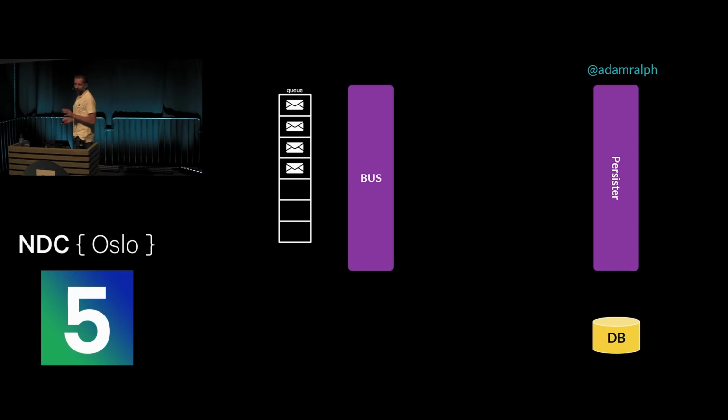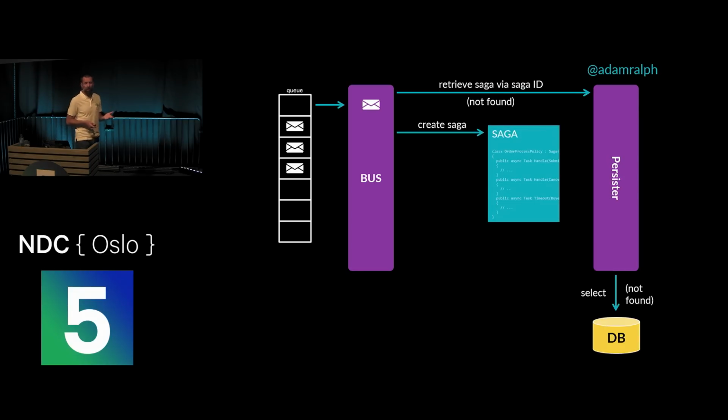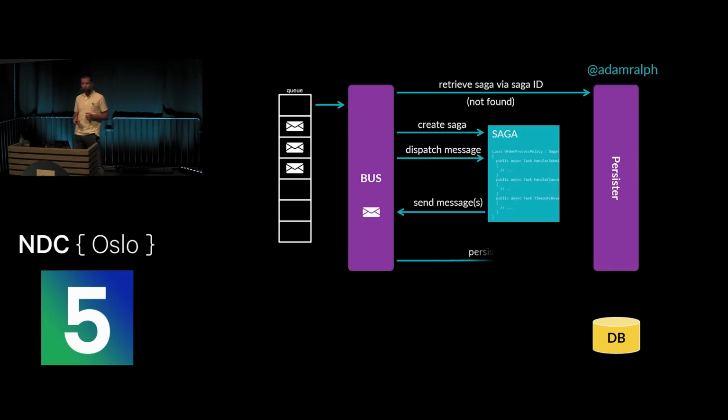Now, when we receive the first message, the bus tries to retrieve the Saga from the database. And because this is the first message with that holiday ID, it doesn't find it, right? So that goes all the way back to the bus. The bus knows that it has to create a new Saga object. It dispatches the message into it, which is basically calling the handle method. That handle method will alter the internal state. It may or may not send messages out. And at that point, we persist the Saga in the database, which is basically an insert statement, if you're using SQL Server or something like that.